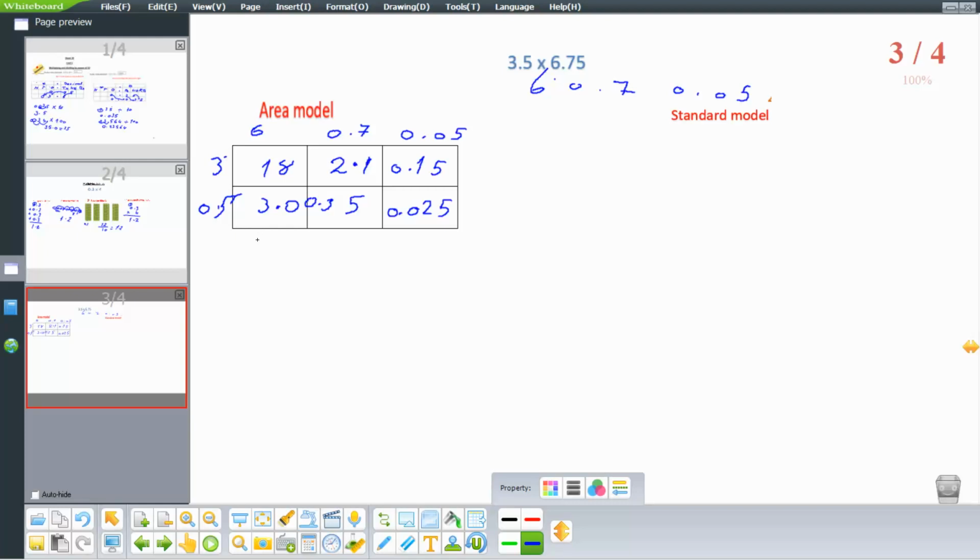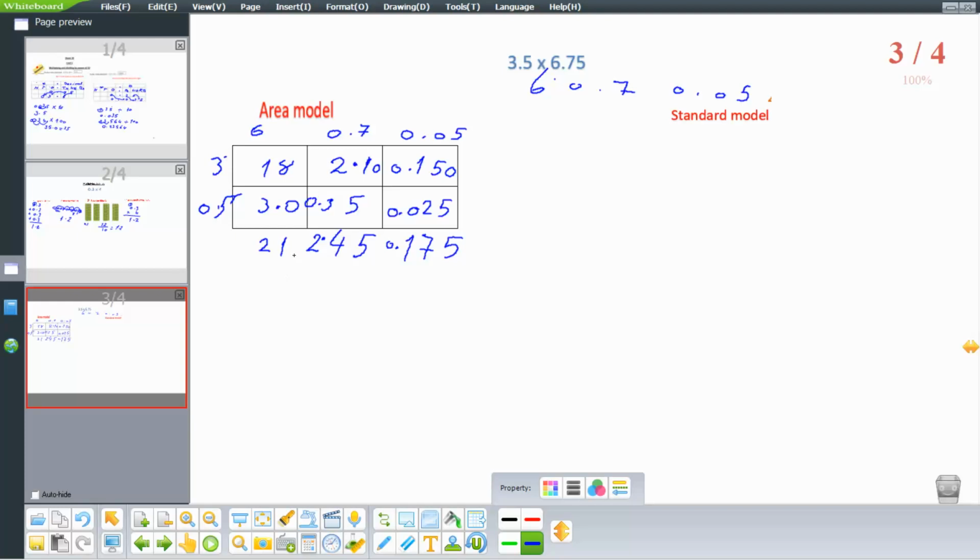Okay, 18 plus 3 equal, yes, 21. Let's add 2.1 plus 0.35. So here we have one decimal place, and here we have two decimal places. So we are going to add 0. 0 plus 5 equal 5. And 1 plus 3 equal 4. And put the decimal point. 2 plus 0 equal 2. Here we have two decimals, and here we have 3. So we are going to add 0. 0 plus 5 equal 5. 5 plus 2 equal 7. 1 plus 0 equal 1. And 0 plus 0 equal 0.